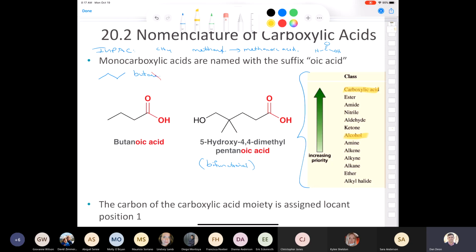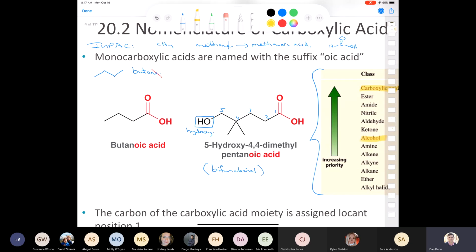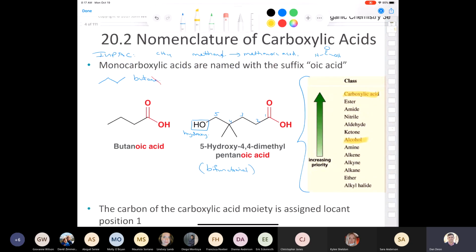And so we number this compound, giving the carboxyl carbon the number 1. So we have 1, 2, 3, 4, 5 in our longest chain. When we have a hydroxyl as a substituent, we call that a hydroxy. So we have 5-hydroxy, and then 4,4-dimethyl pentanoic acid. Remember, the hydroxy is going to come before the dimethyl because we ignore all prefixes except iso, cyclo, and neo. And so we're alphabetizing H versus M, and M comes after H in the alphabet.